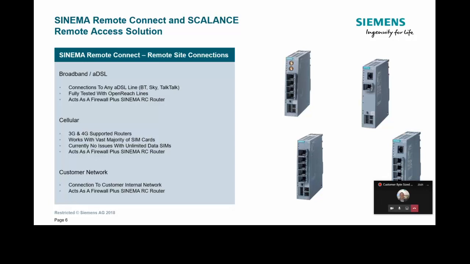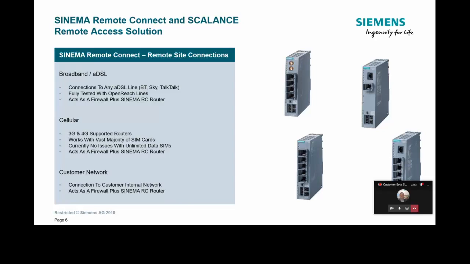Now, of course, the BTs and the Skys of this world always want customers to use their own equipment. So there are some hidden settings that OpenReach or Sky don't really tell you about, but we've worked and understood those, so it enables us to connect our routers to OpenReach lines. We've done lots of testing with that. It's also worth remembering that in addition to this being the remote gateway for your remote access, the hardware also acts as a firewall.